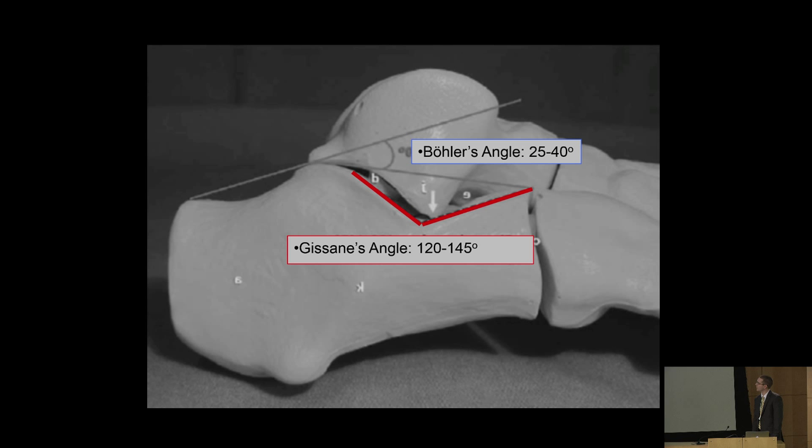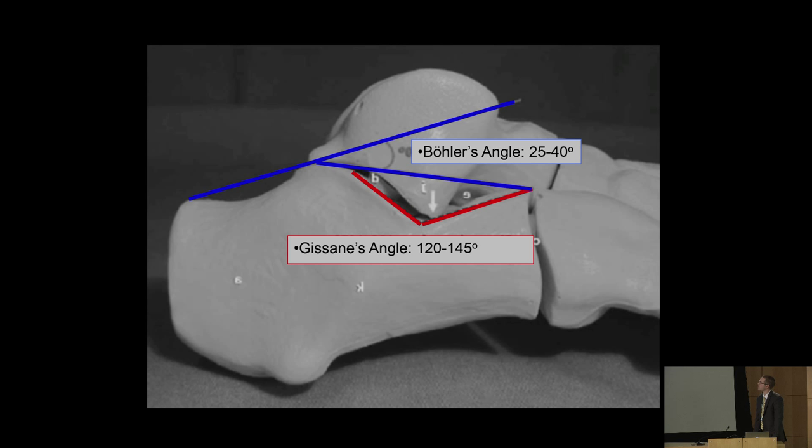Bohler's angle is formed by a line drawn from the superior aspect of the anterior process of the calcaneus to the superior aspect of the posterior facet, and a line intersects that from the tuberosity to the superior aspect of the posterior facet. A normal angle is 25 to 40 degrees. And you see that with calcaneus fractures, when that posterior facet is displaced inferiorly, Bohler's angle becomes more acute with that displacement.